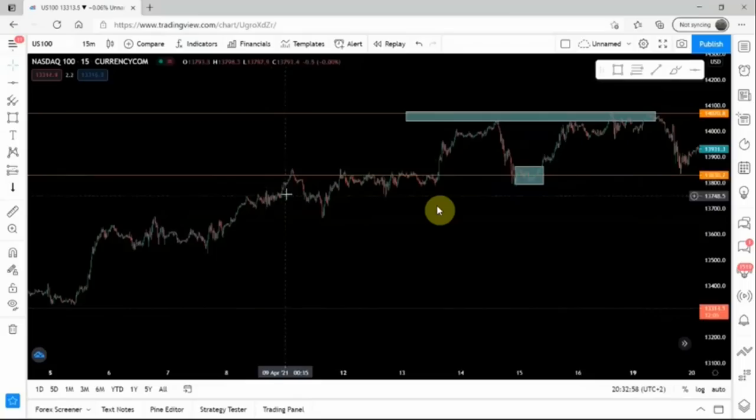Yes. What are your emotions now? What are your emotions telling you? You haven't entered the market yet. What do you want to do? What are you thinking of doing? Your emotions are playing games with you now. They tell you.